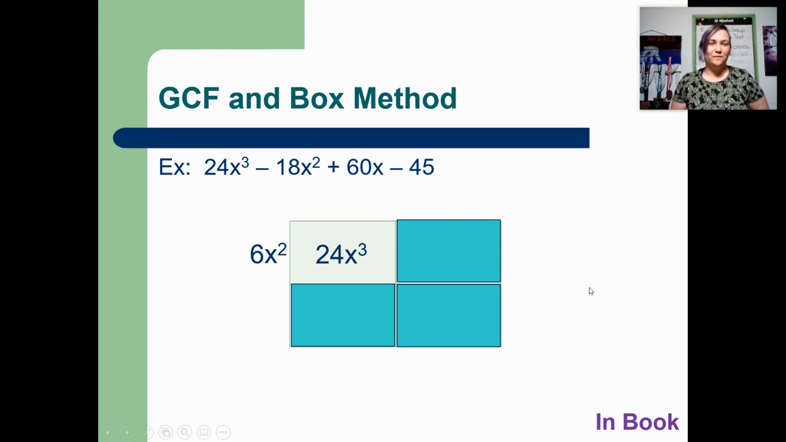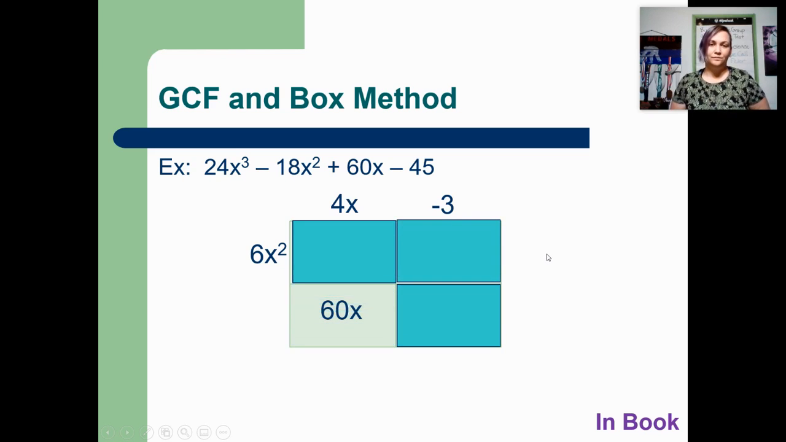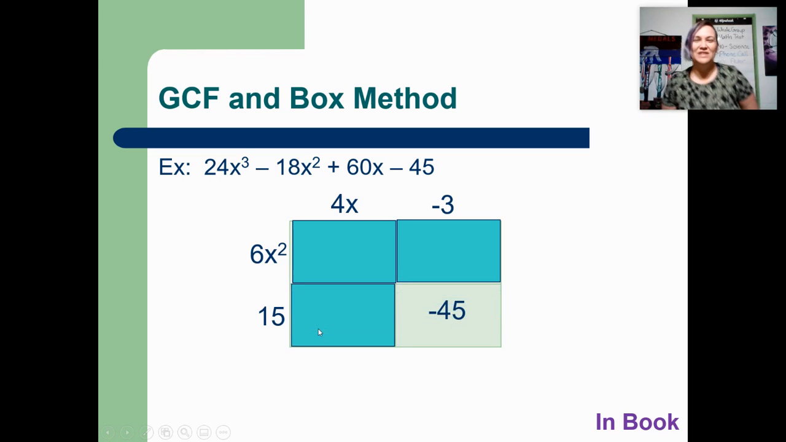All right, let's keep going. 6 times 4 is 24, and then x squared times x is x to the 3rd. 6 times negative 3, there's where that negative sign comes in, is negative 18, and I already have my x squared. If you don't know 4 times what is 60, remember you can always just divide on your calculator. 60 divided by 4 is 15. So 4x times 15 is 60x. And then we just double check to make sure 15 times negative 3 is negative 45.